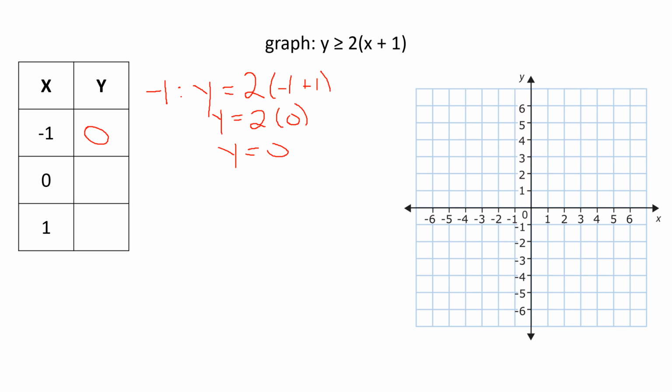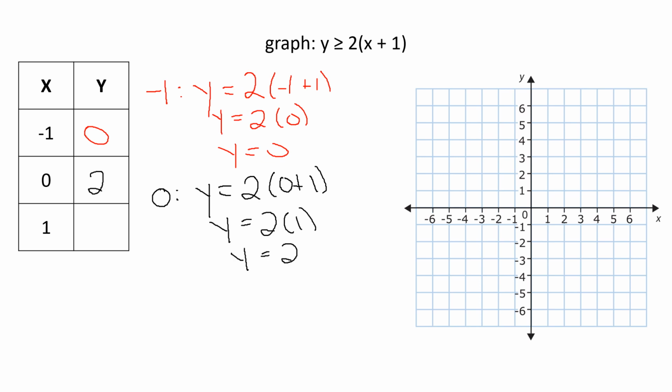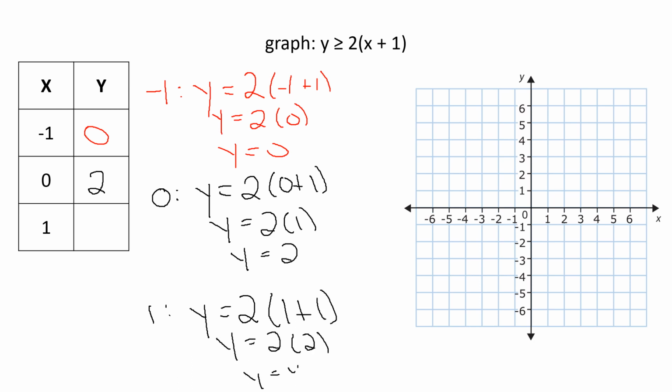So now I'm going to plug in 0 for x. So y equals 2 times 1, y equals 2. So when x is 0, y is 2. Now let's plug in 1. Y equals 2 times 2, so y equals 4. So when x is 1, y is 4.